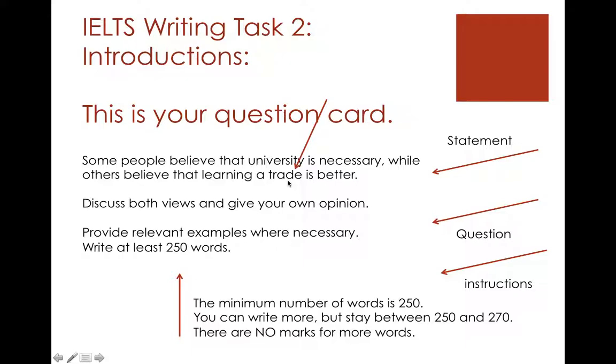Now look at this word here, trade. This means like an electrician or a plumber. So it's a job you don't need a university degree for.